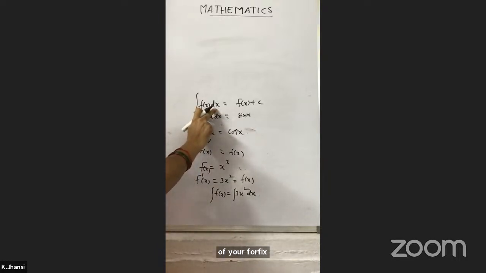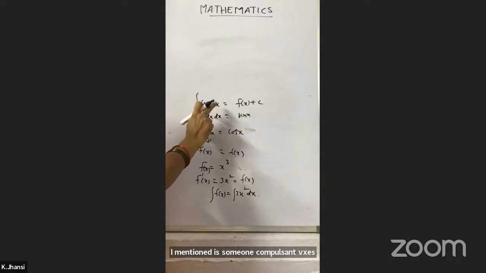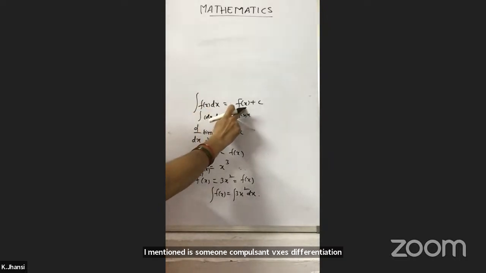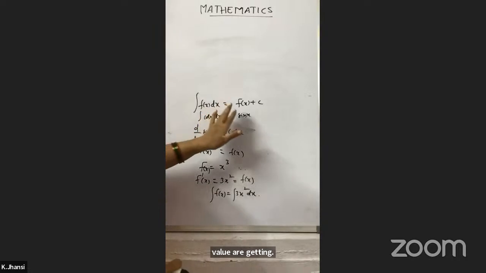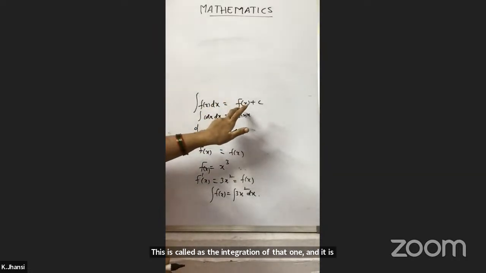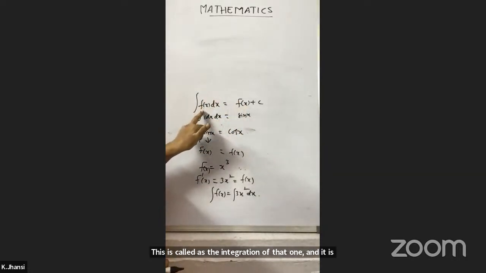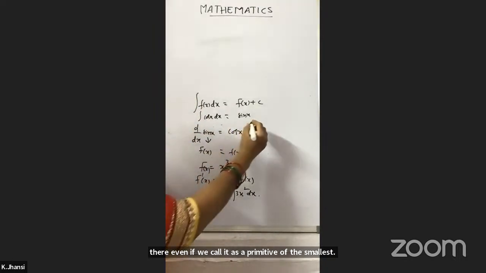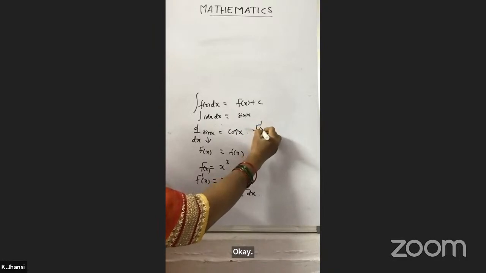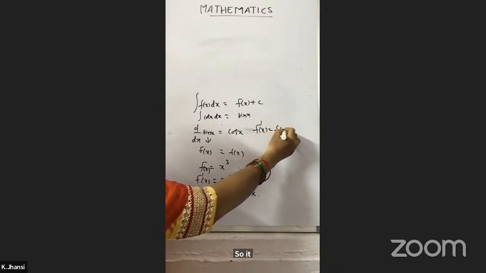dx is differentiation. So antiderivative of this function is whatever the value you are getting, this is called as the integration of that one, and we even call it as a primitive of the small f. Okay, so like this also you can write f dash of x equals to f of x.